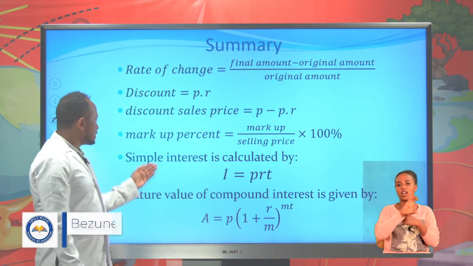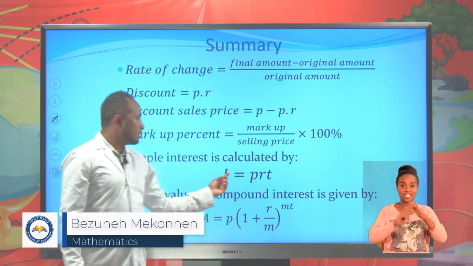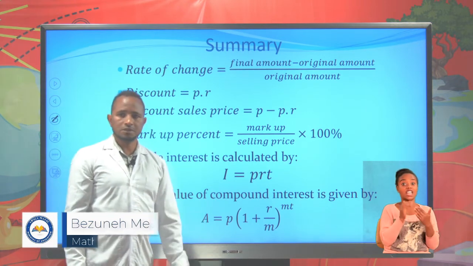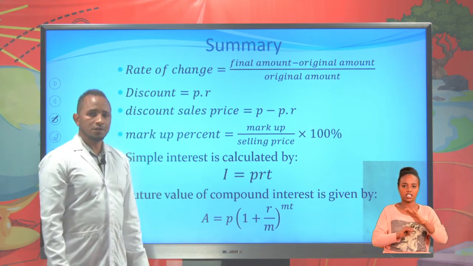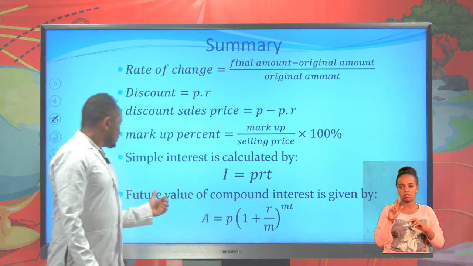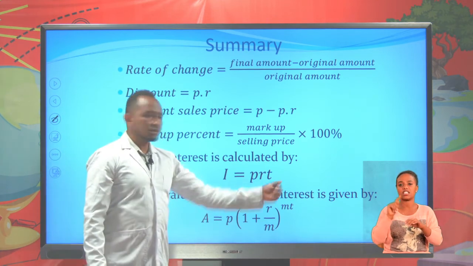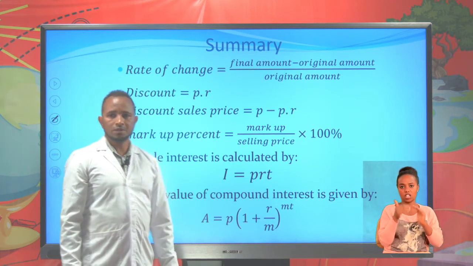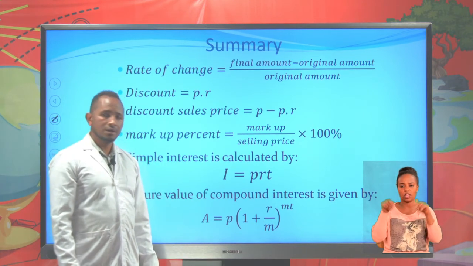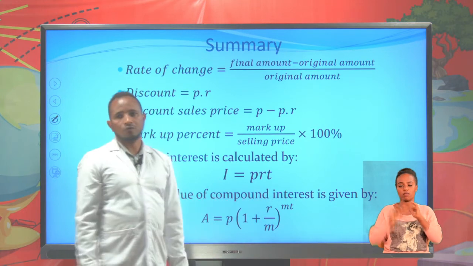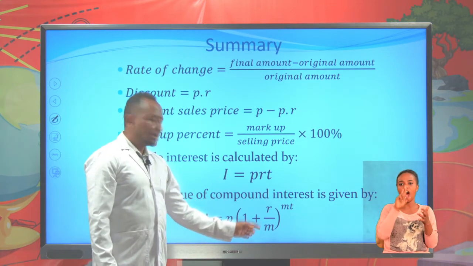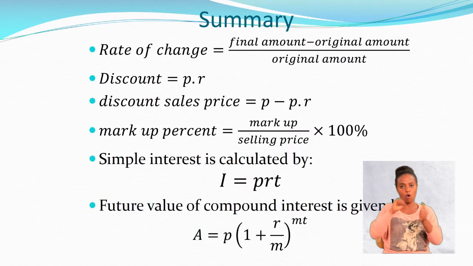And simple interest is calculated by I is equal to PRT, where I is the simple interest, P is principal, R is interest rate, and T is time. Future value of a compound interest is given by this formula: amount is equal to the principal times 1 plus R over M, to the power of MT, where P is the principal, R is the interest rate, M is the conversion period, and T is time.